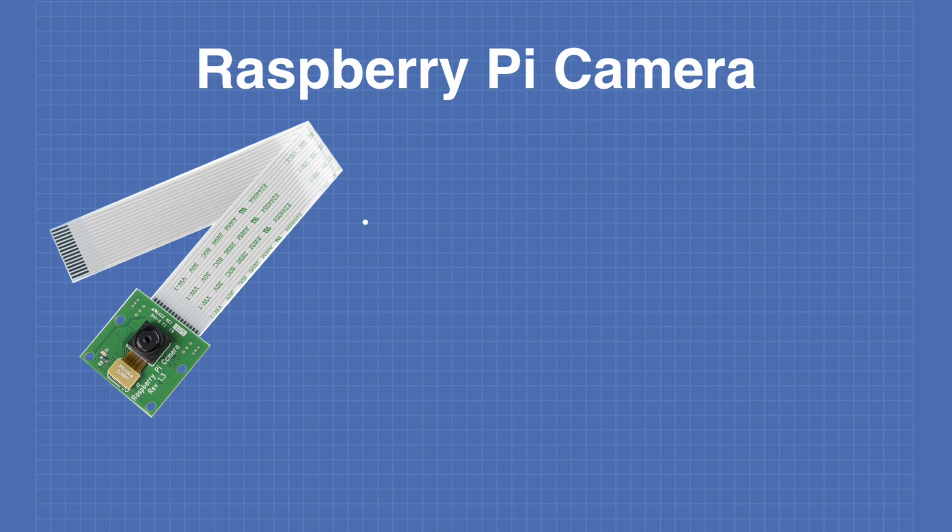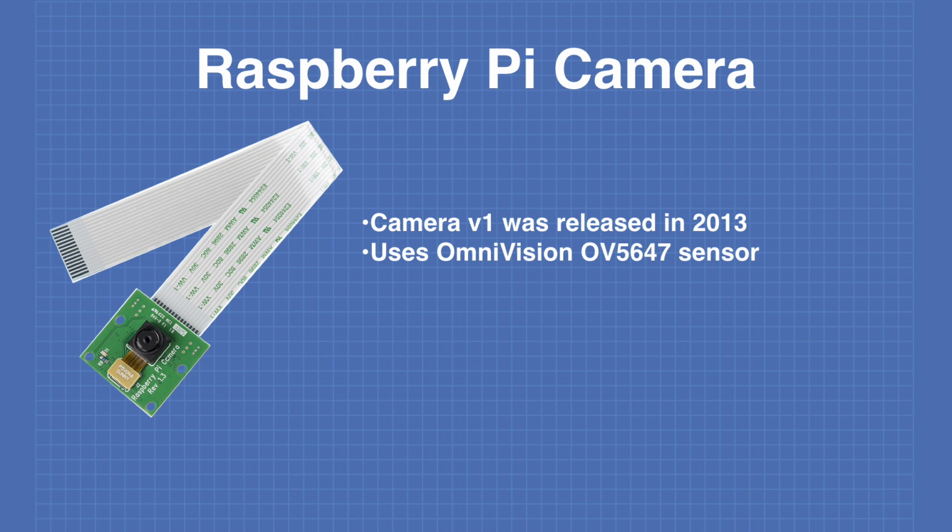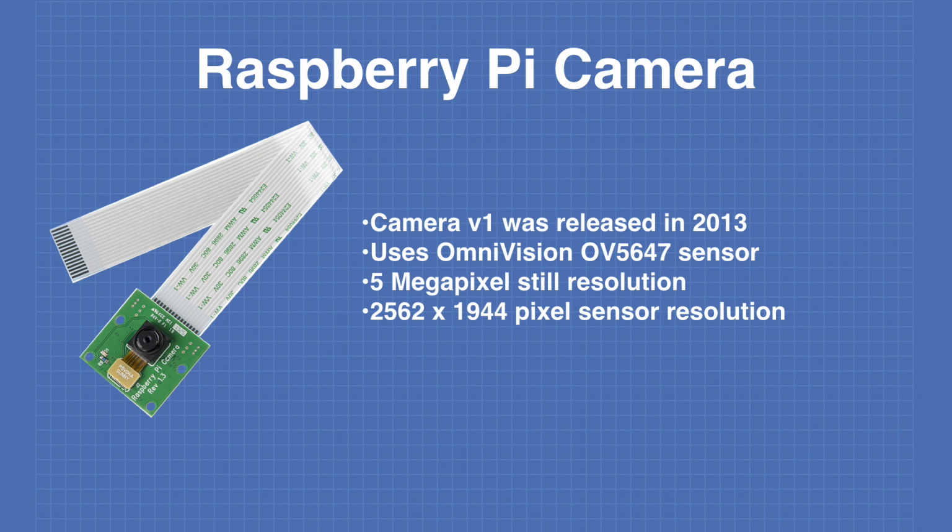Version 1 of the camera was released in 2013. This version uses the OmniVision OV5647 sensor. It has a 5 megapixel still resolution. The pixel sensor resolution is 2562 by 1944.